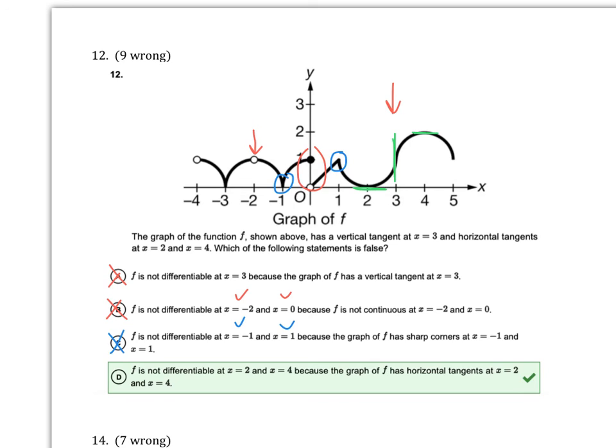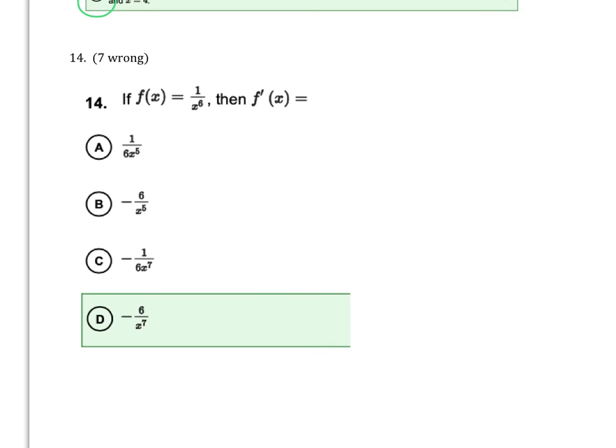F is not differentiable at x equals 2 and x equals 4 because the graph has horizontal tangents at those 2 points. That is false because we know that it is going to be differentiable at points at which tangent lines are horizontal. That's okay. Okay, so it is differentiable at those points. So our best option here is D. That guy is the false one.